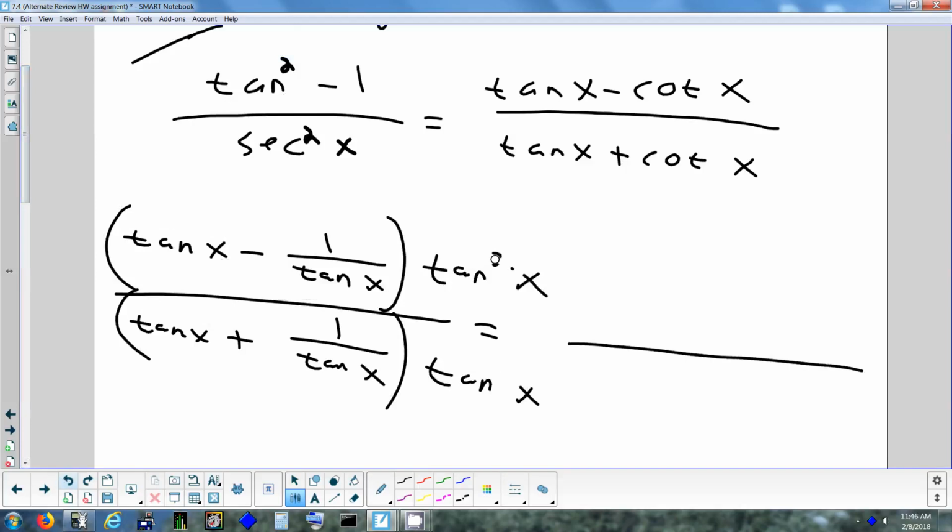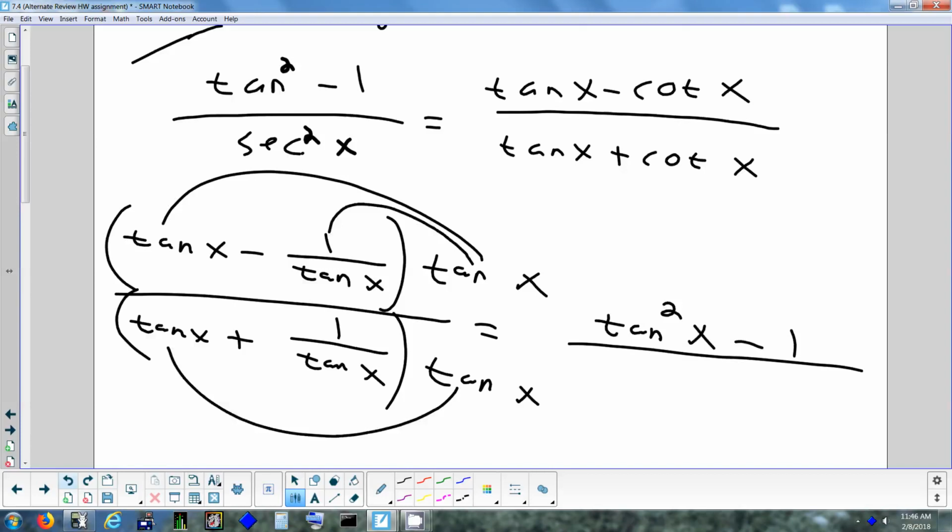Just tangent, not tangent squared. Okay. Tangent times tangent, that's good. Tangent squared. What's tangent times 1 over tangent? 1. We just got the other number that we wanted in the top. Perfect. Now let's do the bottom.